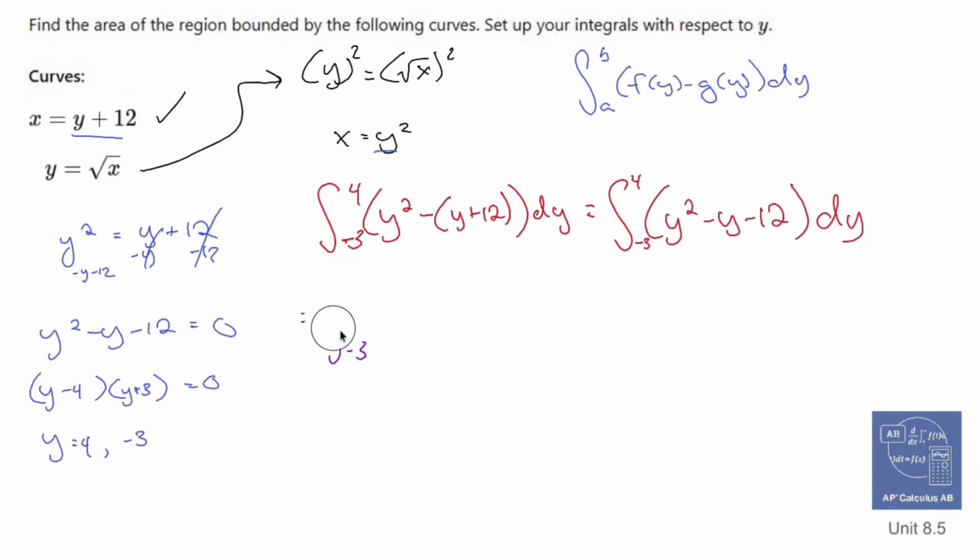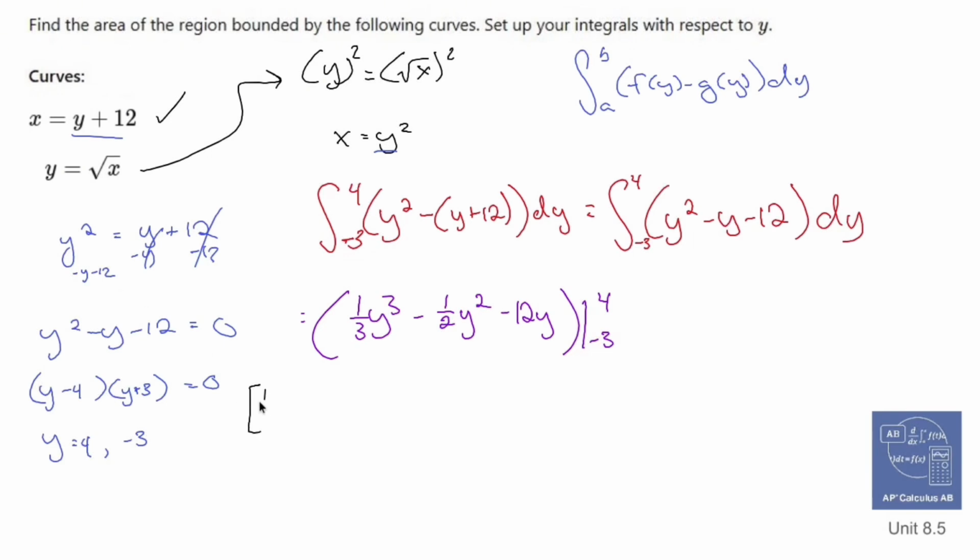Nope, I'm not doing that because I'm now integrating. See, I got hung up on my own joke. I screwed up. You become 1/3 y cubed, you become negative 1/2 y squared, and you become minus 12y. Okay, limits are at negative 3 and 4. Now it's just a messy math problem.